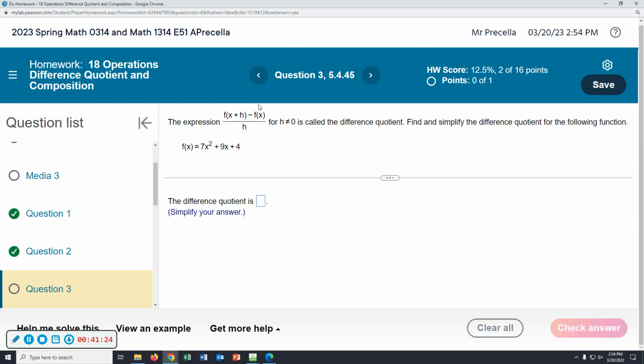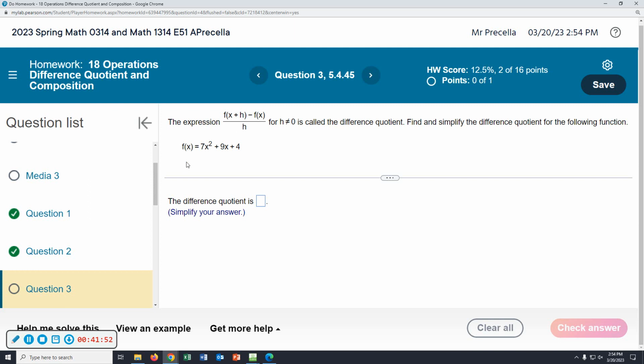F of x equals 7x squared plus 9x plus 4. And it doesn't actually say find f of x plus h minus f of x all over h. It says find the difference quotient. But that's what you're looking for.